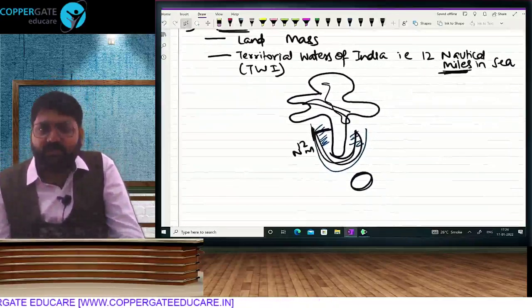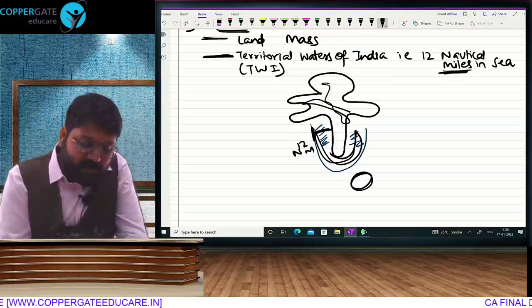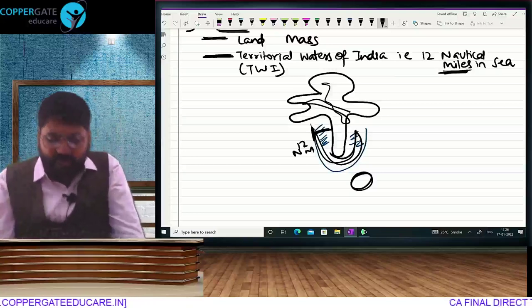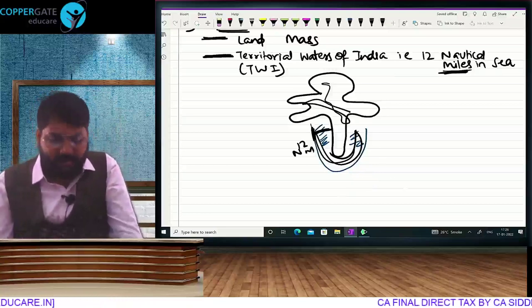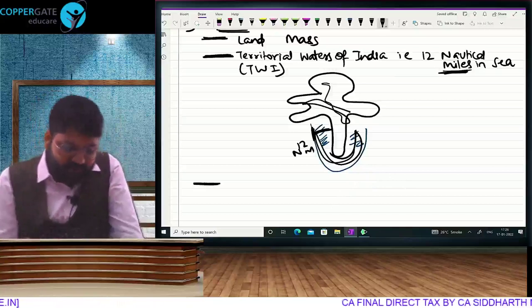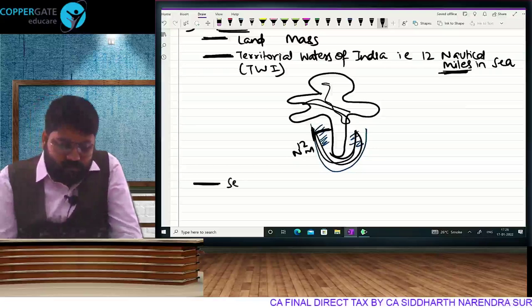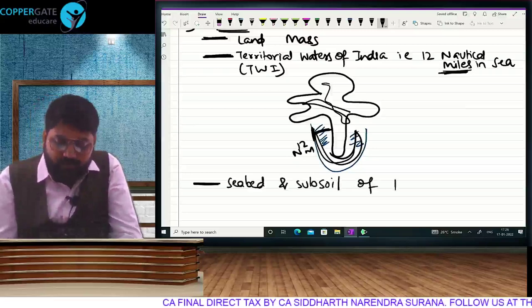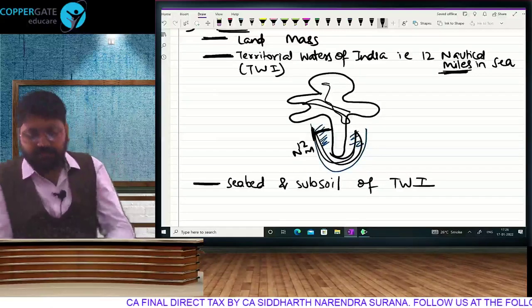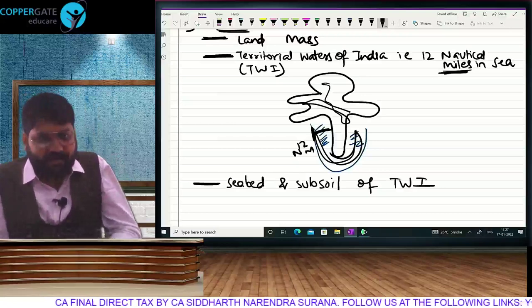India is not over. Have you understood the 12 nautical miles means the second point over here? So, first point is landmass, second point is 12 nautical miles. I am removing Sri Lanka for the time being from the map because Sri Lanka is irrelevant right now. Third, the seabed and subsoil of the TWI. What is TWI? Territorial waters.